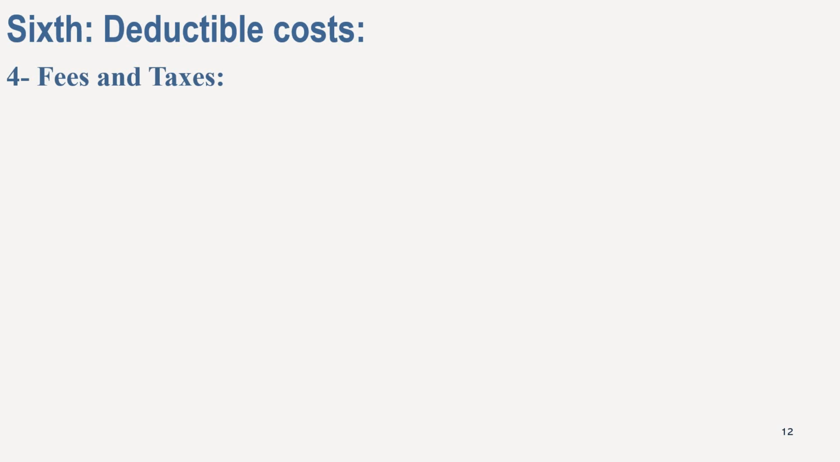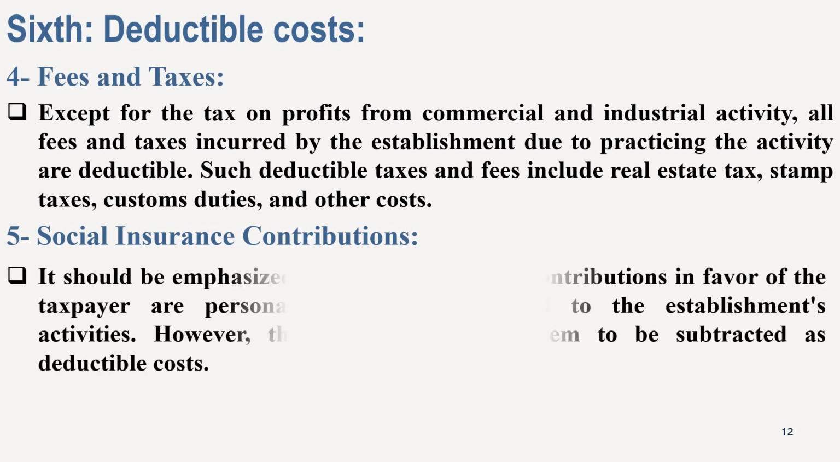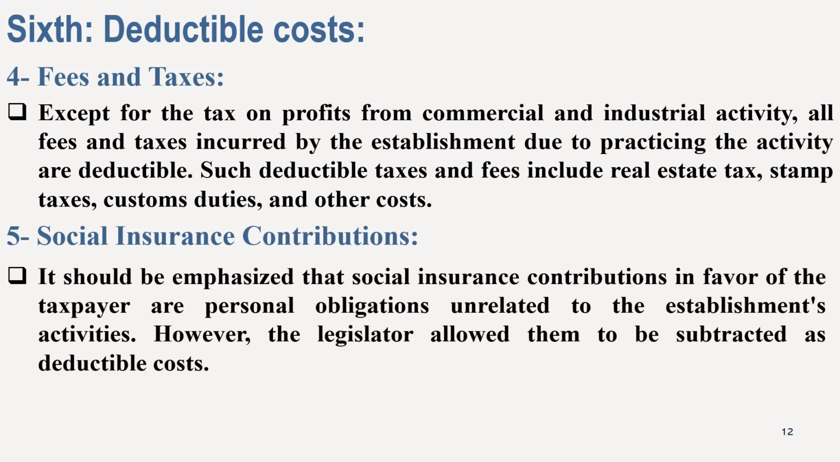The fourth item, fees and taxes. Except for the tax on profits from commercial and industrial activity, all fees and taxes incurred by the establishment due to practicing the activity are deductible. Such deductible taxes and fees include real estate tax, stamp taxes, custom duties, and other costs. Social insurance contributions. It should be emphasized that the social insurance contributions in favor of the taxpayers are personal obligations unrelated to the establishment's activities.